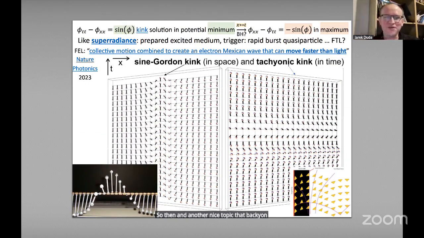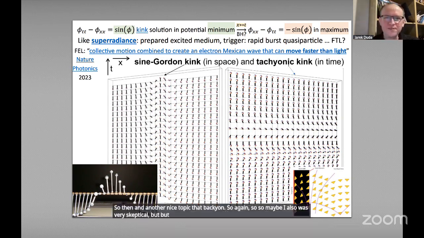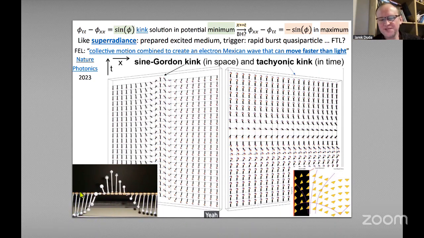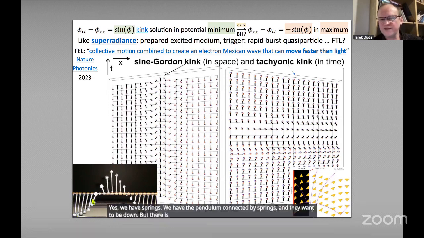Again, maybe I also was very skeptical, but thinking about just very simple models like the sine-Gordon model. The sine-Gordon model is just a lattice of pendula. We have the pendulums connected by springs, and they want to go down, but there is also another minimum, 2π further. And this switch between the first and the second minimum has a minimal energy, is massive, and behaves exactly as particles.